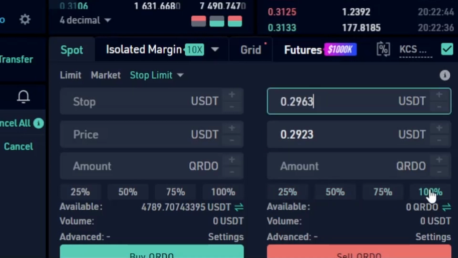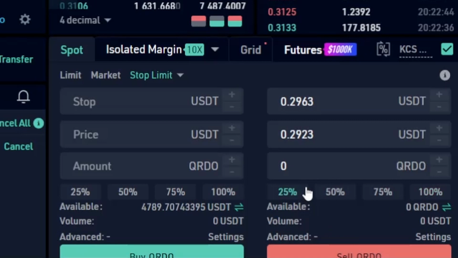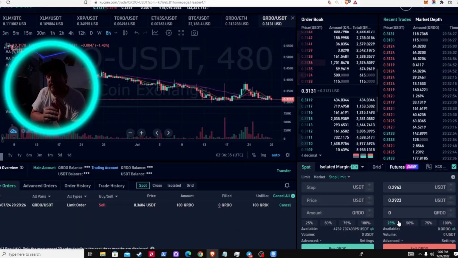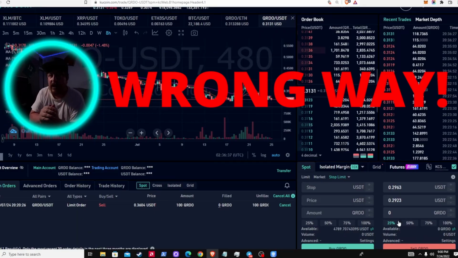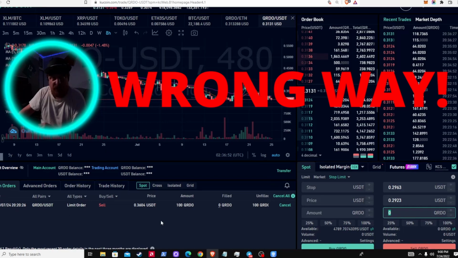So at this point, I could put 100%, and this is where the next part comes in: it's telling me I have 0 available Credo. This goes back to why I was going to tell you this is the wrong way to set a stop loss. The reason it's wrong is you cannot have a regular limit sell order at the same time as a stop limit. It's going to tell you that you have no Credo because all of it's tied up in this sell order. So what do we have to do to fix this or do it the right way?